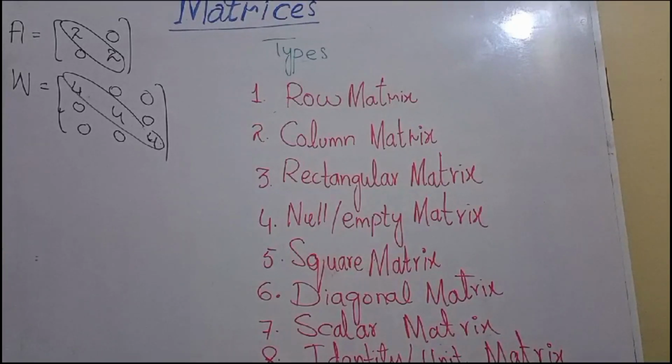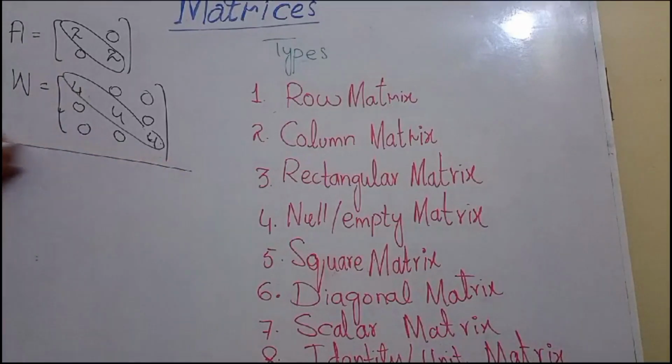For a scalar matrix, the matrix must be a square matrix. That is, the order of the matrix should be the same, number of rows and number of columns. Then the matrix should be a diagonal matrix. That means there will be non-zero elements on the diagonal and the rest of the elements are 0. And the third condition is the number on the diagonal should be the same.